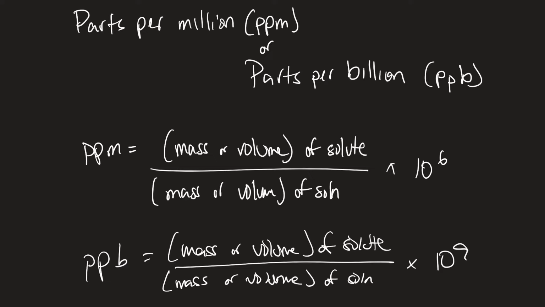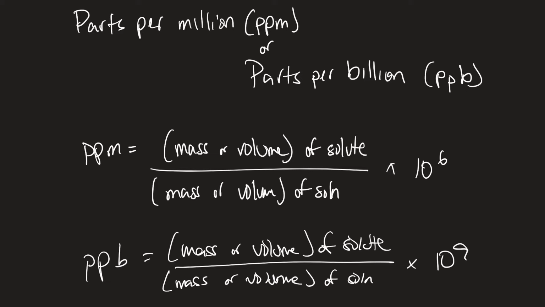It's really just the mass of the solute in respect to the mass of the solution, or the volume of the solute in respect to the volume of the solution. So it's one or the other. Parts per million is the mass or volume of the solute divided by the mass or volume of the solution, and remember these two have to be exactly the same, times 10 to the 6. While parts per billion, much like parts per million, is the mass or volume of solute divided by the mass or volume of the solution, but remember these two have to be the same, and then times 10 to the ninth. So that's parts per billion.